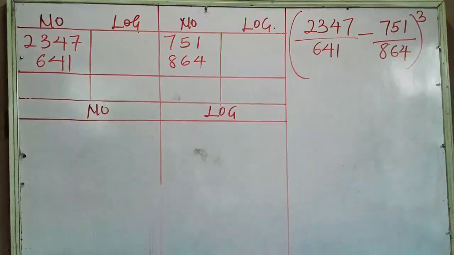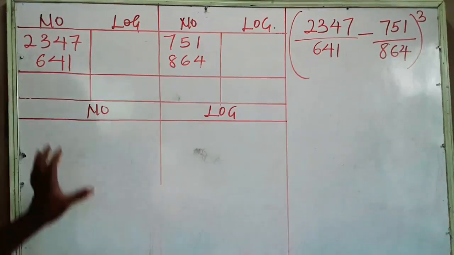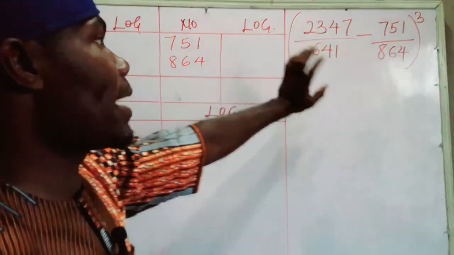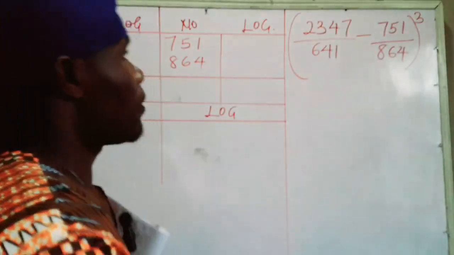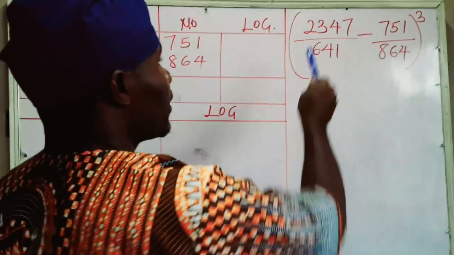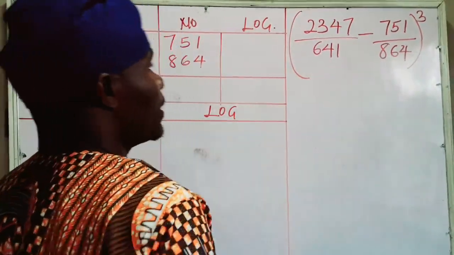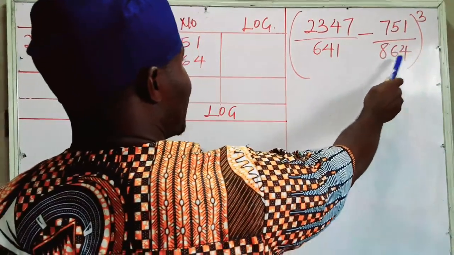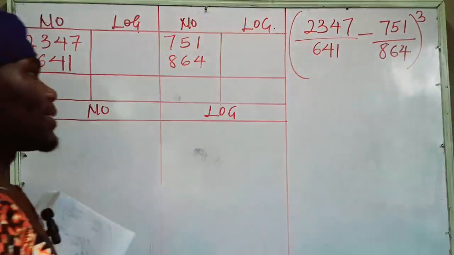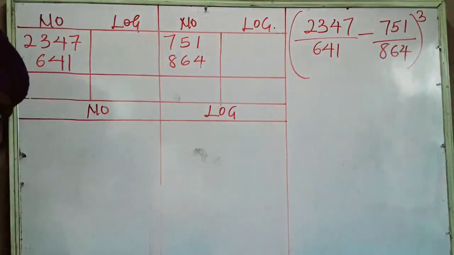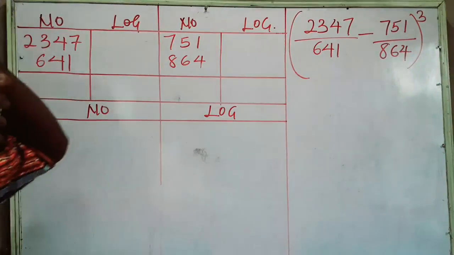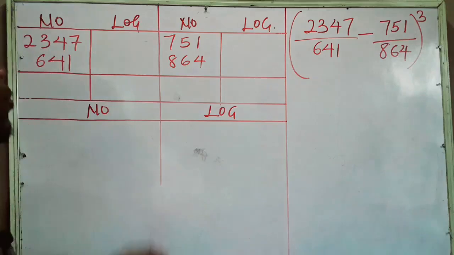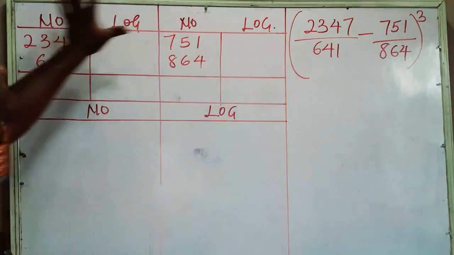Logarithm questions of this form can be solved with these tables of analysis. But the first thing you are going to consider, you see the questions of this form: 23.47 divided by 6.41 minus 7.51, 864. These are the steps. If you follow this video to the end, don't skip this video because this solution is highly interesting to solve. So just this how you're going to draw the table.